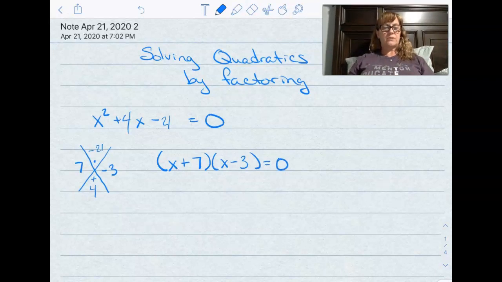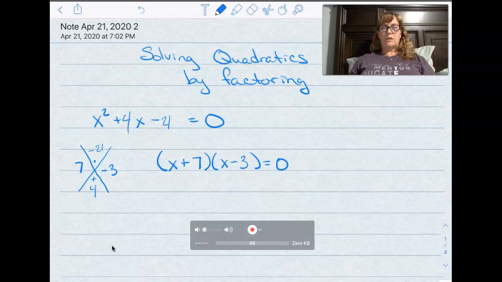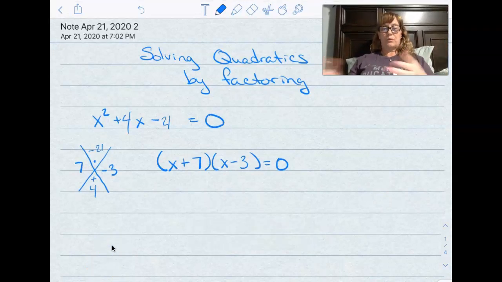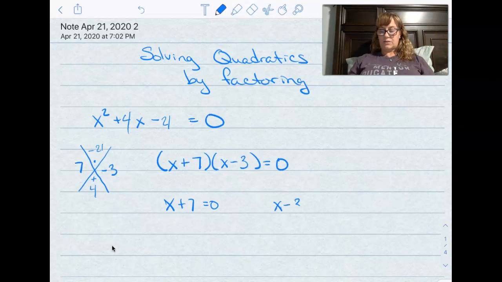So if we put that in for our polynomial, we know that these two things multiplied together are going to equal 0. Well, if you remember, the only way to get something to equal 0 is if we multiply it by 0, right? 0 times anything is going to be 0. So when you look at this equation, either x plus 7 has to equal 0, because then that times x minus 3 is going to equal 0, or x minus 3 equals 0. One or the other is going to work here, right?